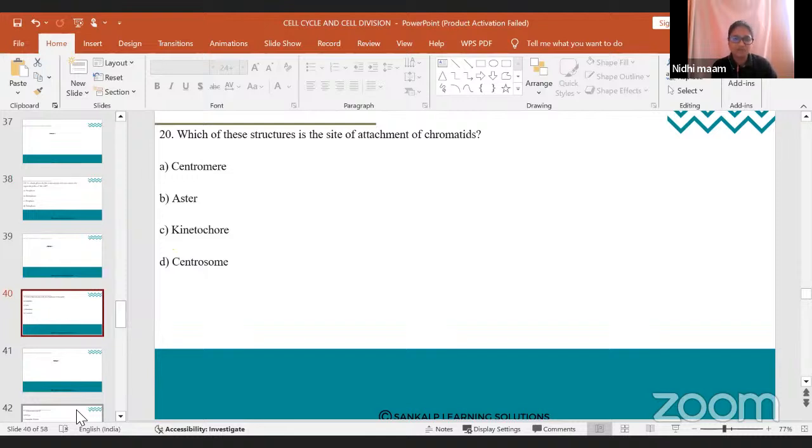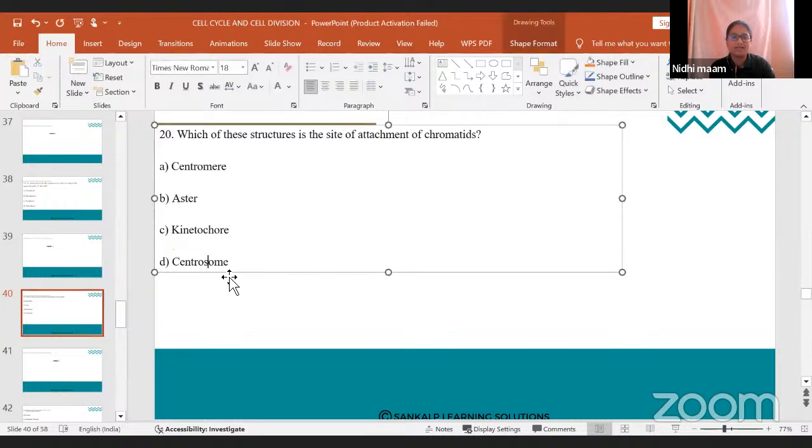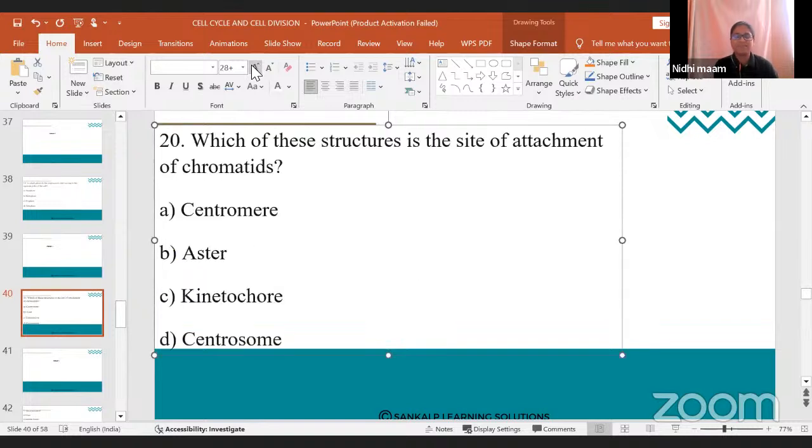Which of these structures is the site of attachment of chromatids? In which part do chromatids get attached? A is centromere, B is aster, C is kinetochore, D is centrosome.